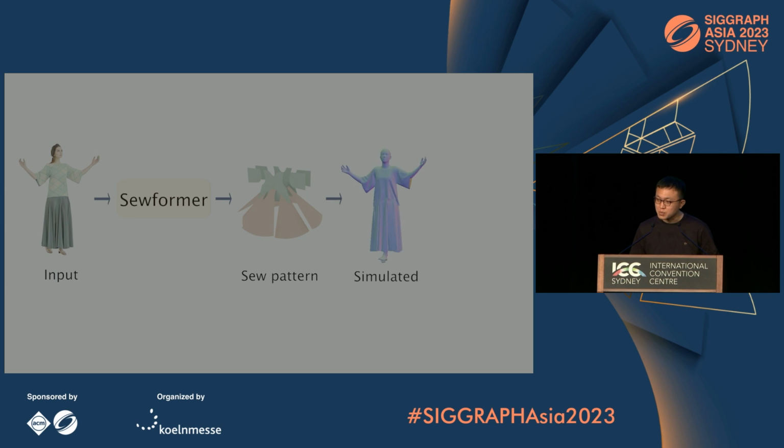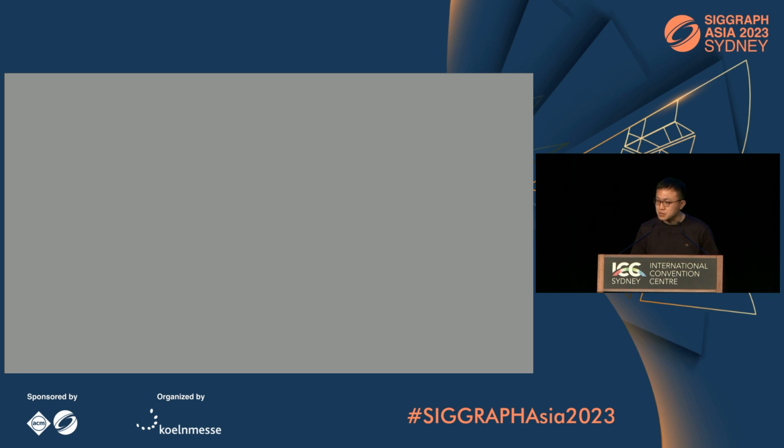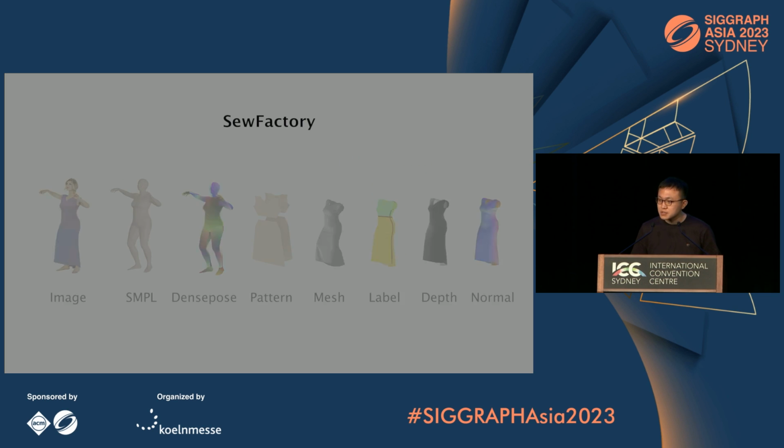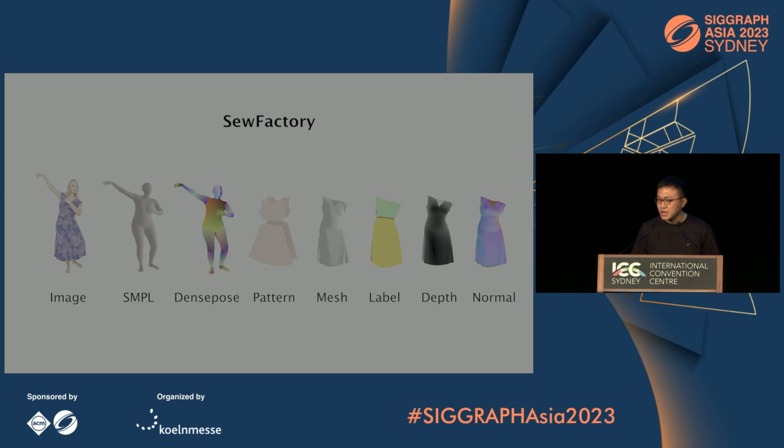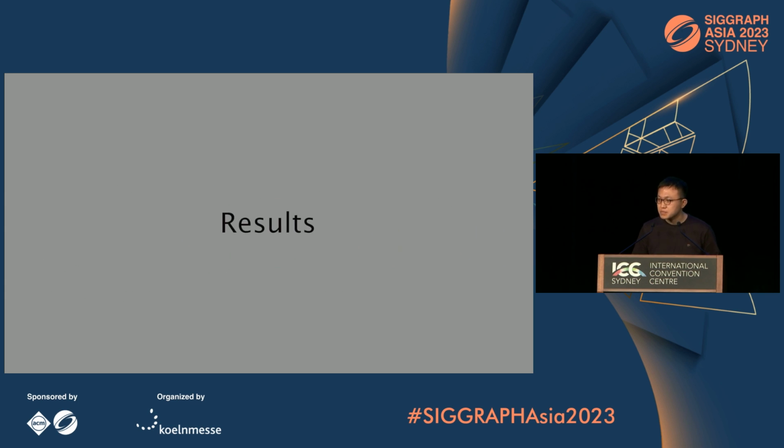We introduced SewFormer for sewing pattern reconstruction from a single image. Our sewing pattern allows for flexible garment manipulation, including texture and human shape and pose. We also present Sew Factory, a dataset comprising 1 million image and sewing pattern pairs.